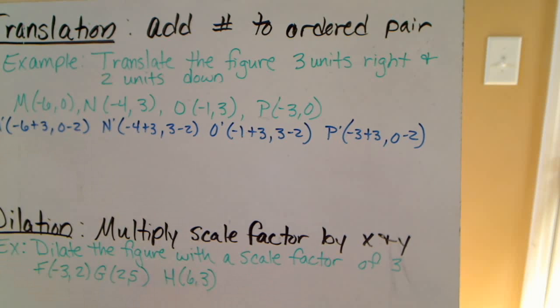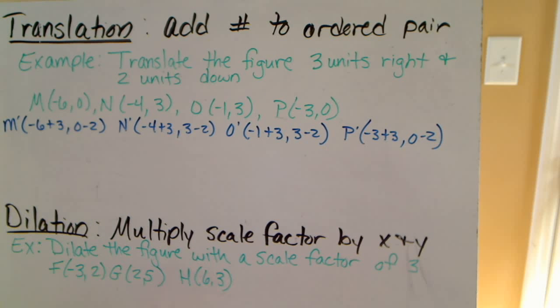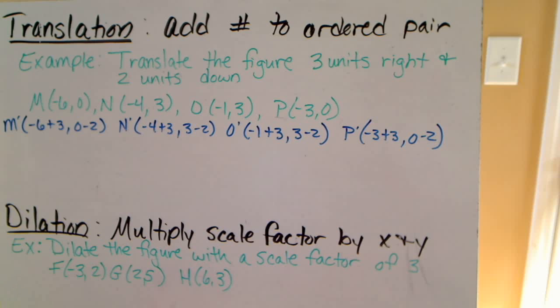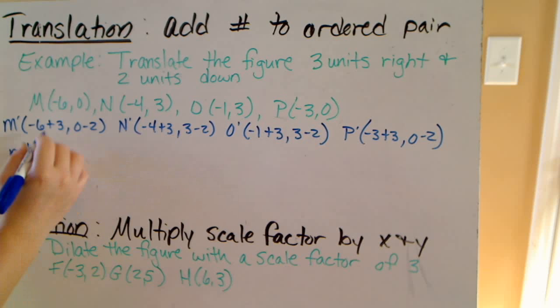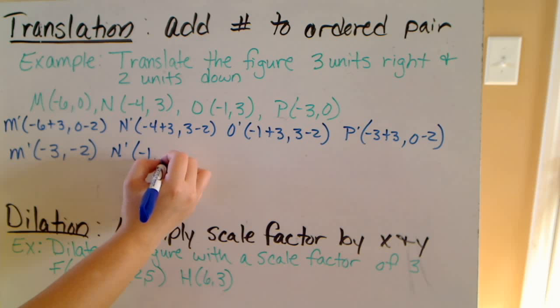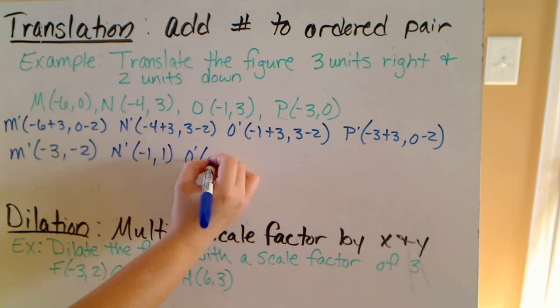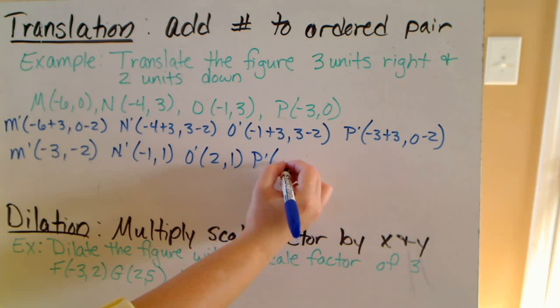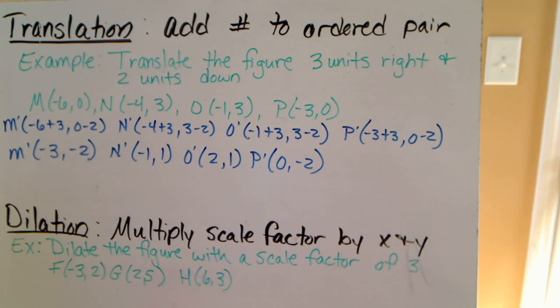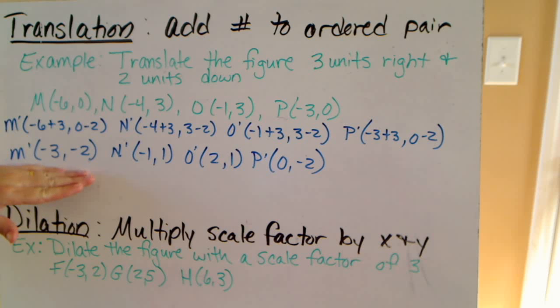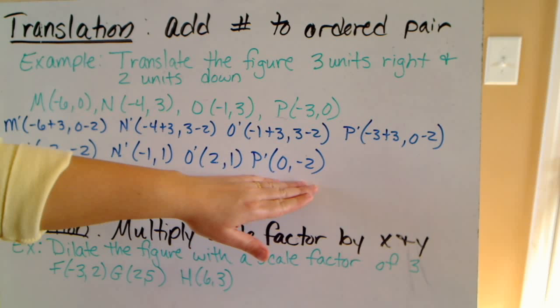Okay, so I just rewrote my new ordered pairs with the addition and subtraction in it. These little apostrophes with each of the letters mean prime, so that actually means our second figure. So then we just go ahead and finish the math, and then we'll have our new ordered pairs. So then our new figure, after being moved 3 units to the right and 2 units down, has the ordered pairs of -3, -2; -1, 1; 2, 1; and 0, -2.